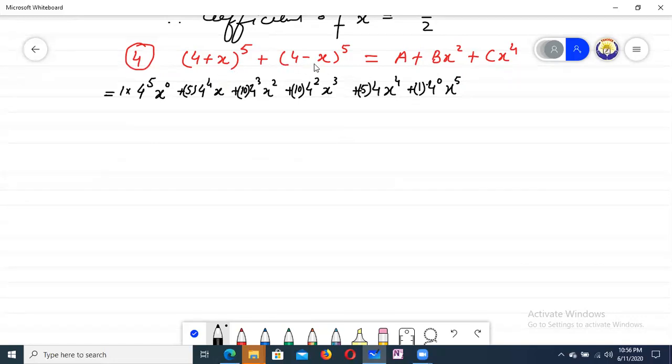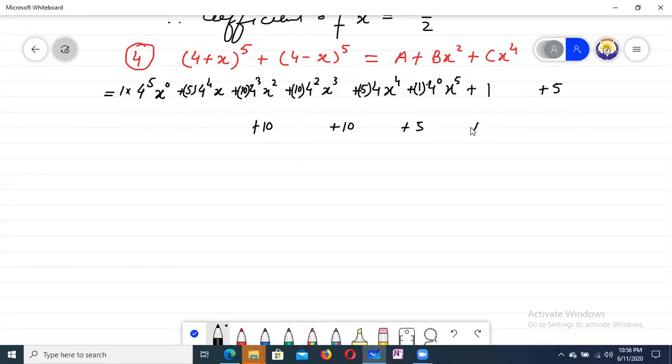Now the second expansion will be here. Coefficients we can write in the beginning, 1 5 10 10 5 1. Here we are writing 1, 5, plus 10, again 10, then 5, then 1. The first term we will write here, that will be 4 raised to the power 5 x raised to the power 0.